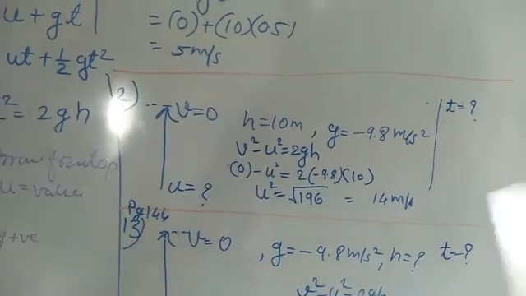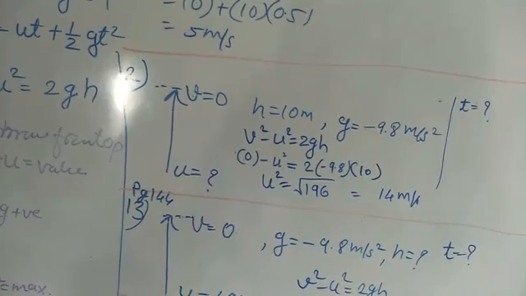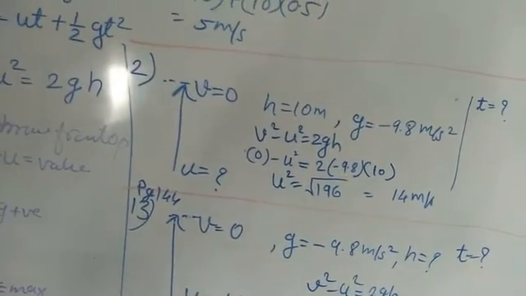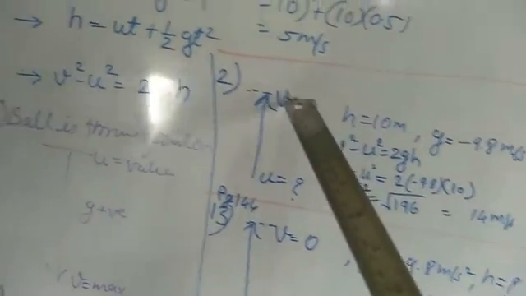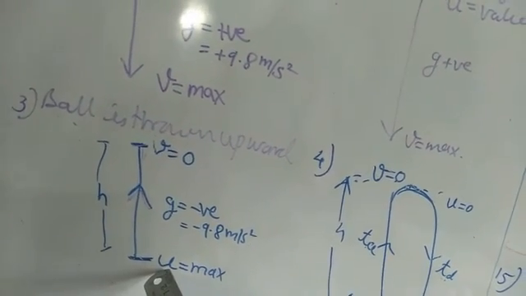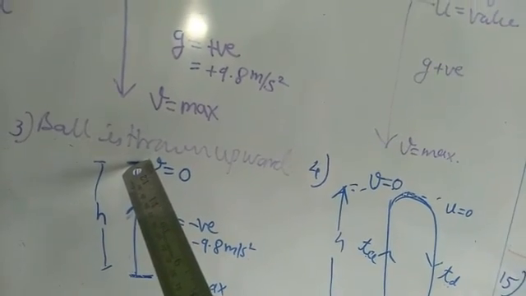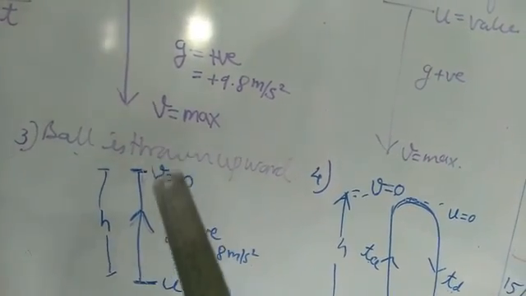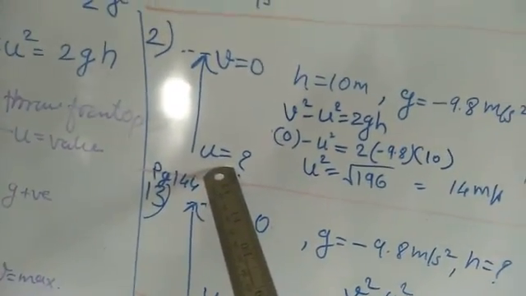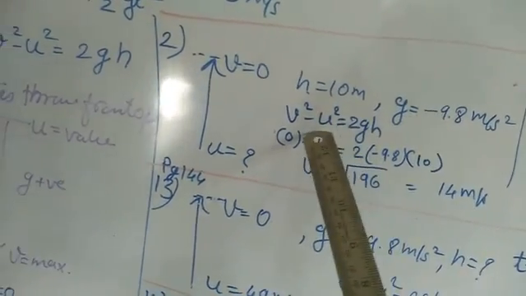Now in the second question, it is said that the object is thrown vertically upward and rises to a height of 10 meter. The object is thrown vertically upward, so which situation? This situation will be there. If it is thrown, it means u will have some value and final velocity v will be 0. In this case, g will be negative. So here u we have to find out. v, h, g, all these values we have, so we can use this relation.